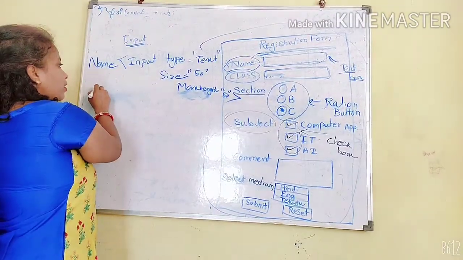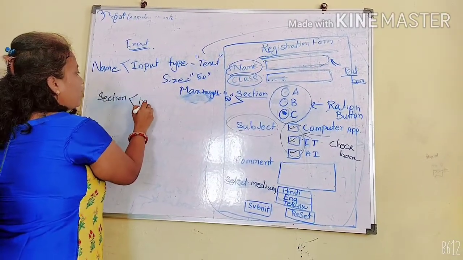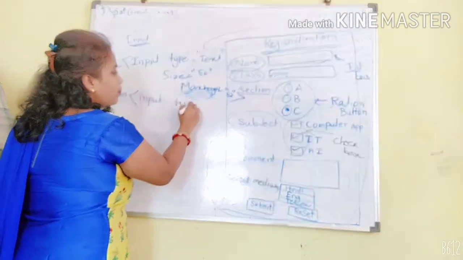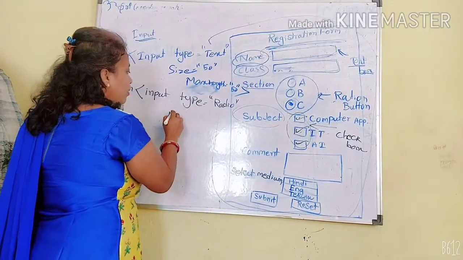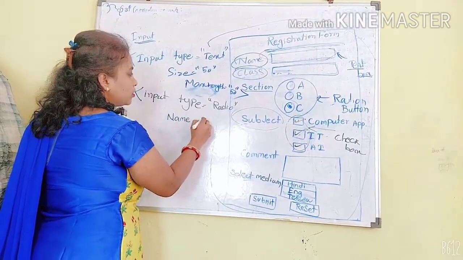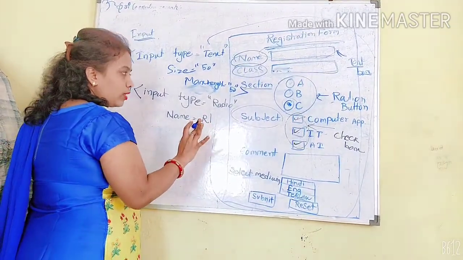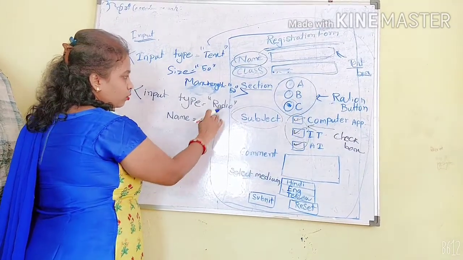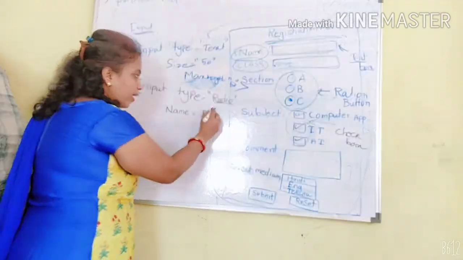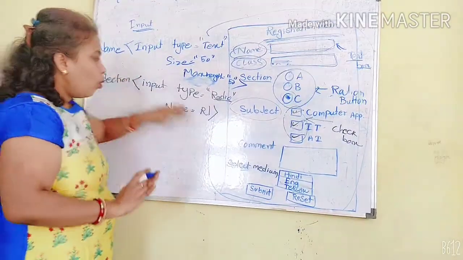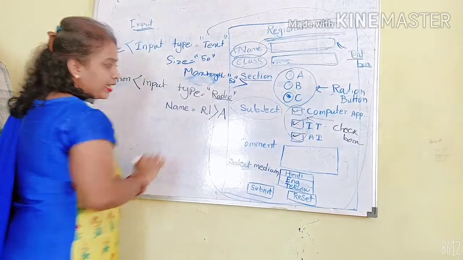Here we have written for a radio button section: input type equal to radio, name equal to R1. I'm taking a simple name, that is R1 here. This is used in the background, but mainly the type is radio. That means it is converted into a radio button. And afterwards, see here, where we have to write the A. After completing the bracket you have to put A.